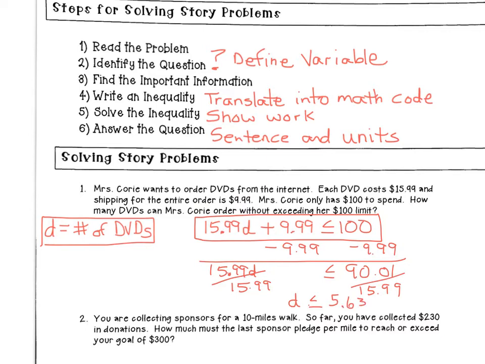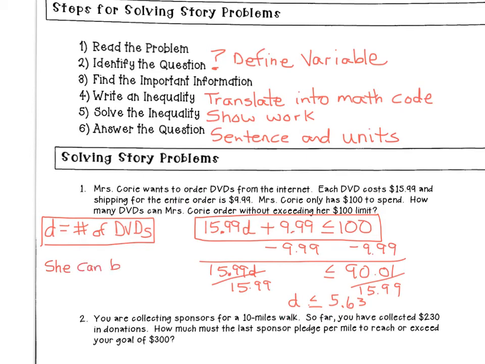Okay, so what did D stand for? D stood for the number of DVDs. So the number of DVDs has to be less than or equal to 5.63. So that means Mrs. Corey cannot buy more than this. She has to buy 5.63 or less. Well, is she going to buy 0.63 of a DVD? I don't think so. So my answer is she can buy no more than 5 DVDs.